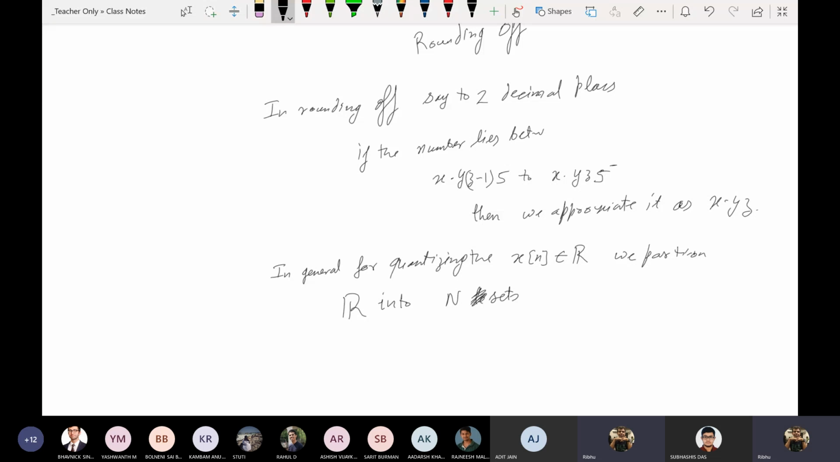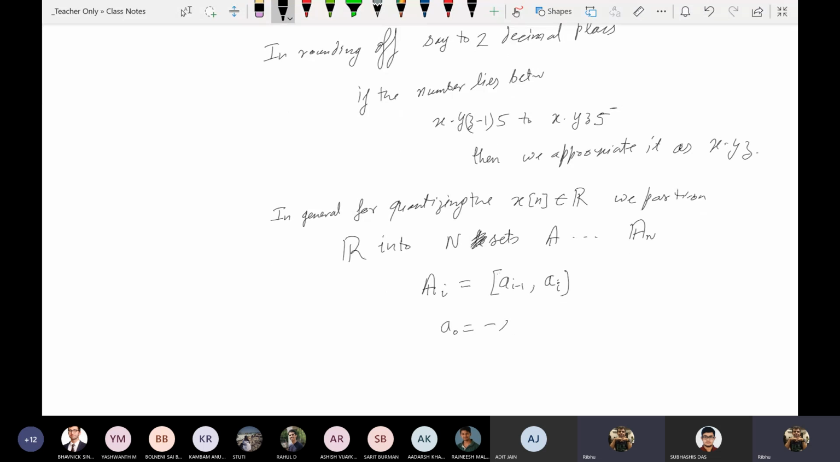So here the only constraint is that instead of mapping to the nearest decimal number, you are mapping it to some fixed number. We partition R into n sets, A1 to AN, where each AI is a semi-closed interval from A(I-1) to AI, and A0 equals minus infinity, AN equals infinity. Fine. This is a partition of the real line.